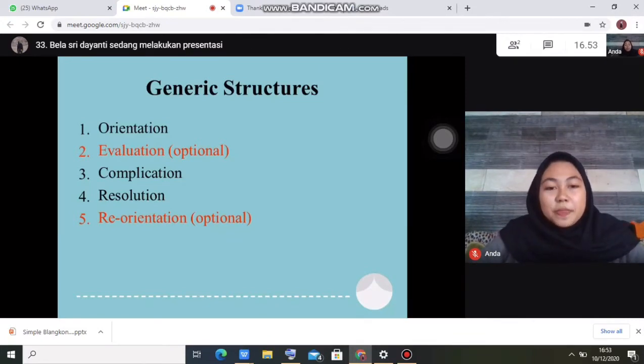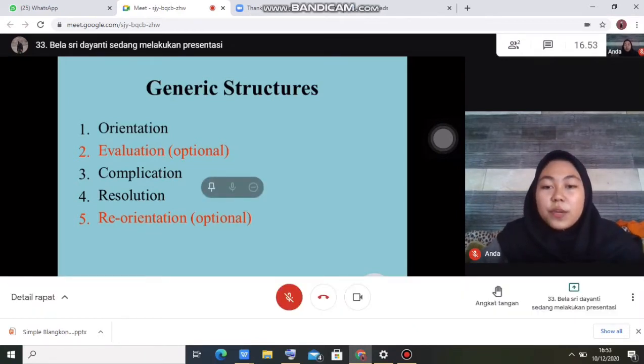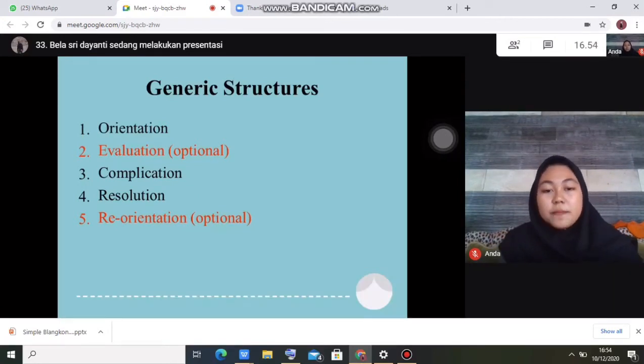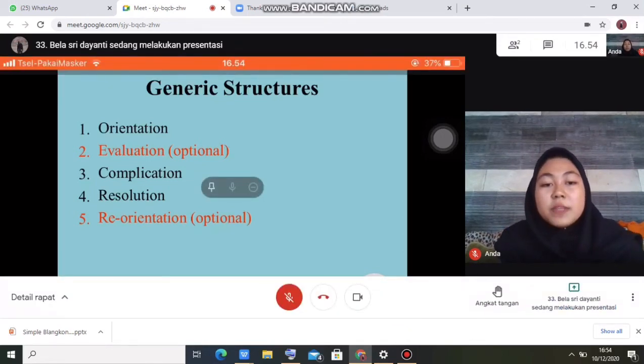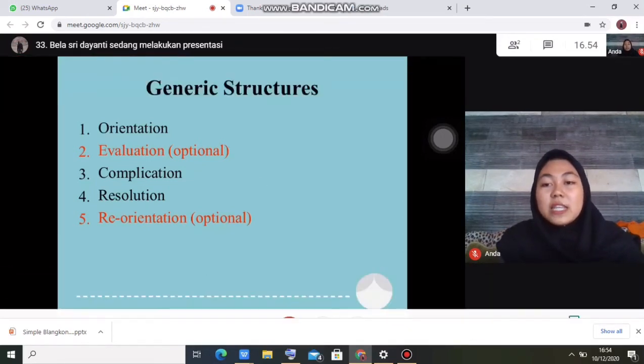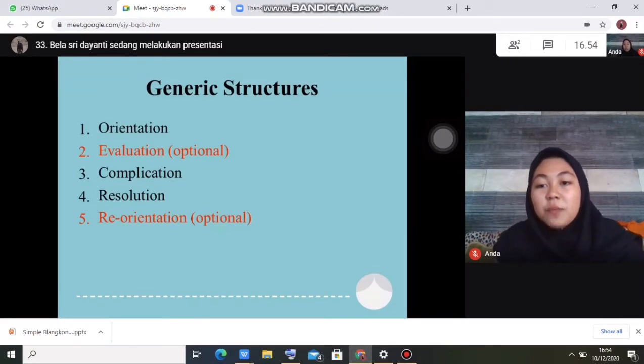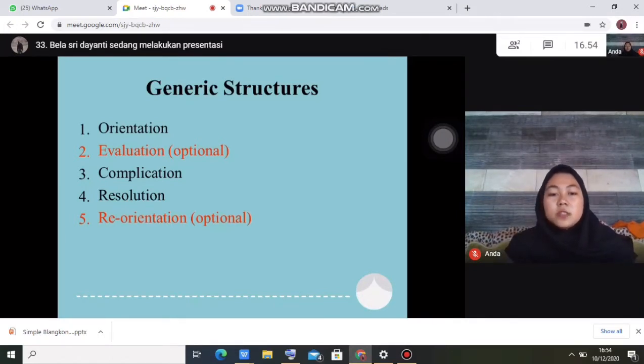In a narrative text, for evaluation and reorientation, we can add or may not. Okay. Sometimes the structure of narrative text can contain orientation, evaluation, complication, resolution, and reorientation. Although evaluation and reorientation are optional, can be added and may not. Do you get the point? Yes, I know.